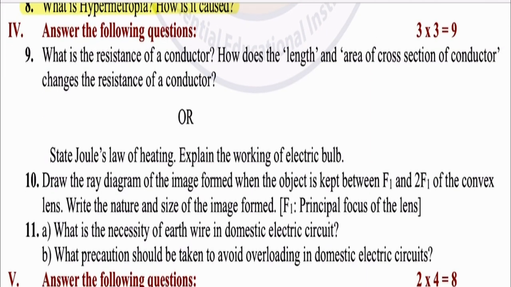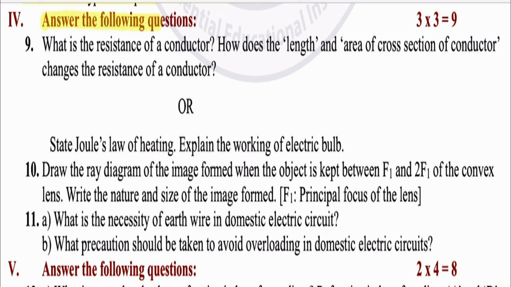Let's go to fourth main. Answer the following questions. Question number 9. What is the resistance of a conductor? How do the length and area of cross section of a conductor change the resistance of the conductor?